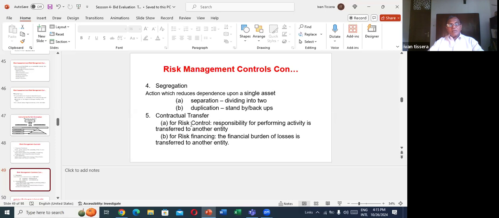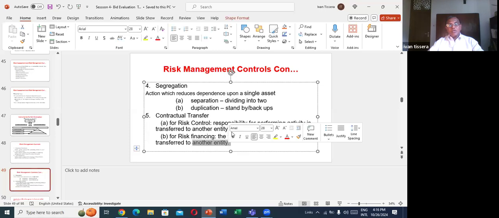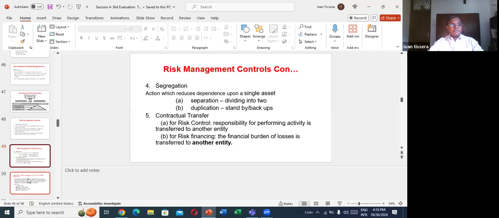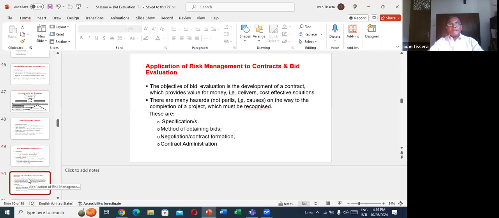Contractual transfer for risk control: responsibility for performing activities is transferred to another entity, right? For risk financing, the financial burden of losses is transferred to another entity. That's why we ask the bidder to get insurance, right? Or how to transfer risk to another body rather than the procurement entity taking the risk. How to apply risk management to contract and bid evaluation, that is our concern.